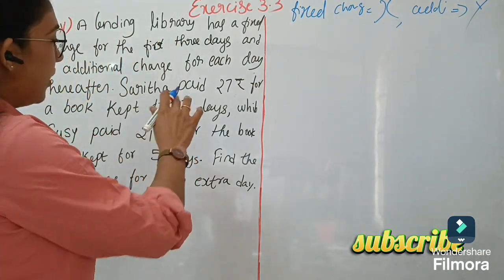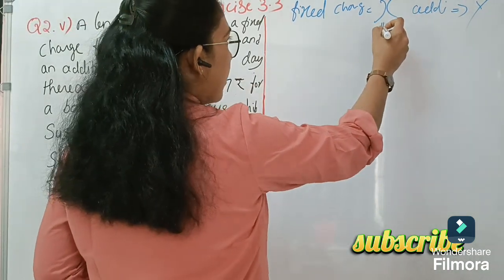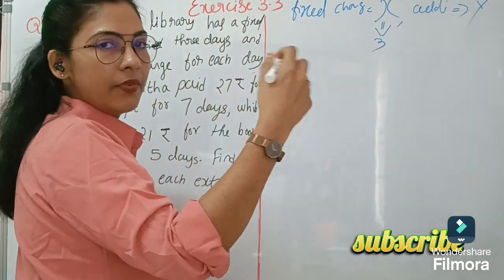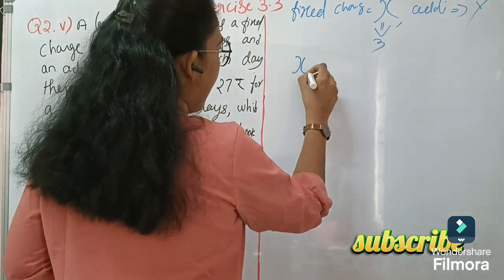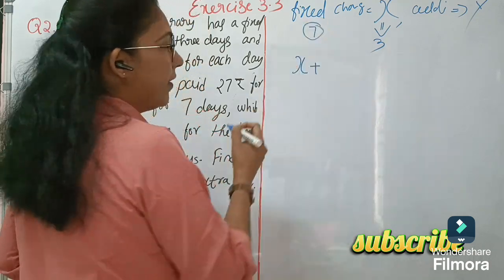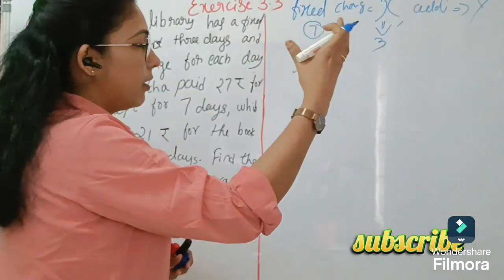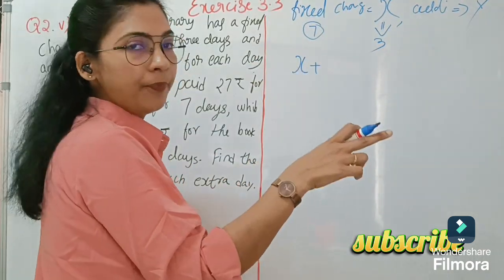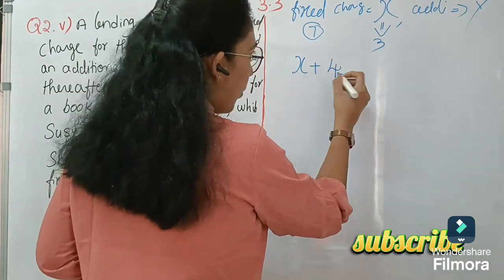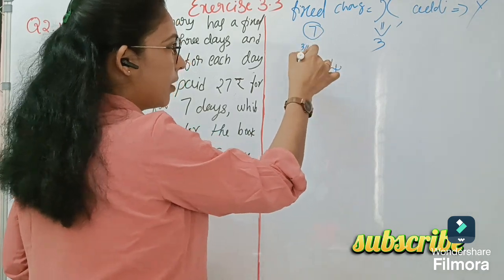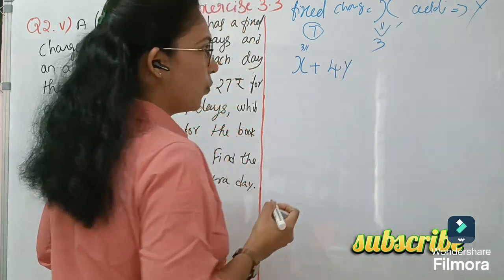Now Sarita paid rupees 27 for a book kept for 7 days, and this fixed charge is for 3 days. Then after that we have to pay an additional charge for each day. So fixed charge X plus, there are a total of 7 days. For the first 3 days we pay only the fixed charge, then for the next 4 days we pay the additional charge for each day. So X plus 4 times Y, that is 7 days already: 3 days for the fixed charge and 4 additional days with an additional charge Y.